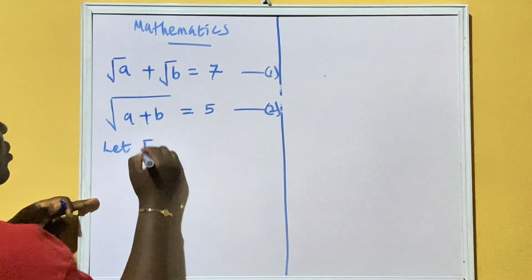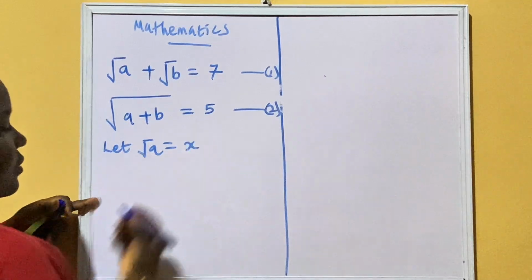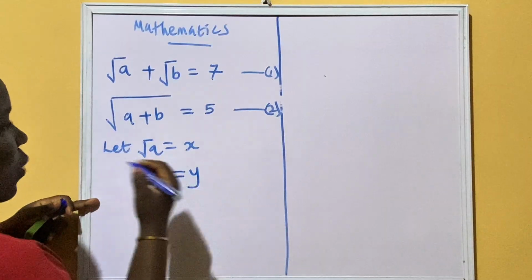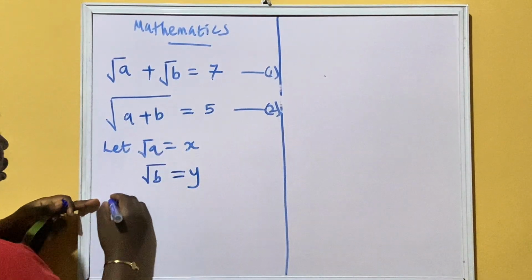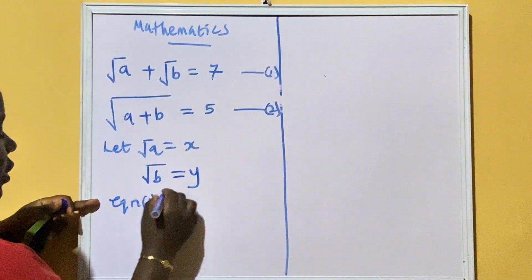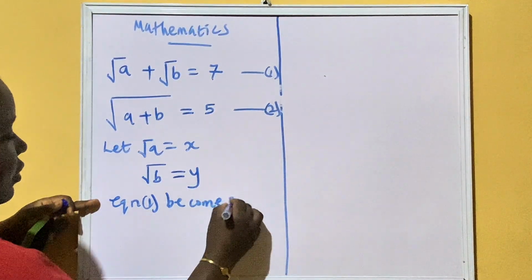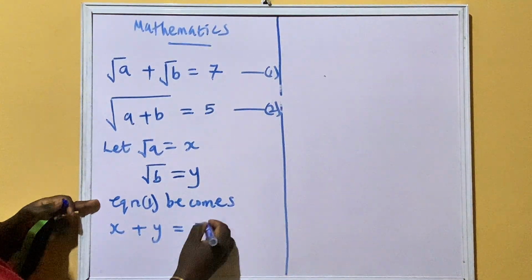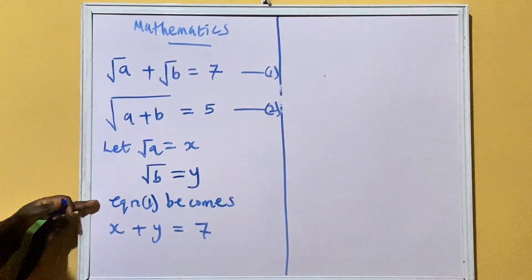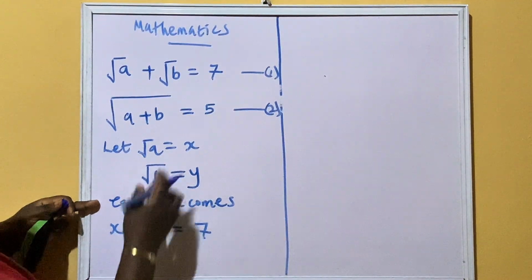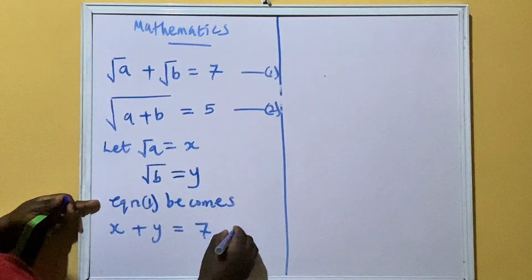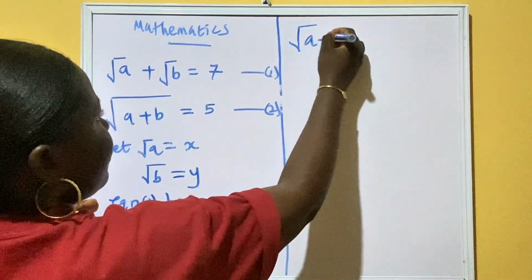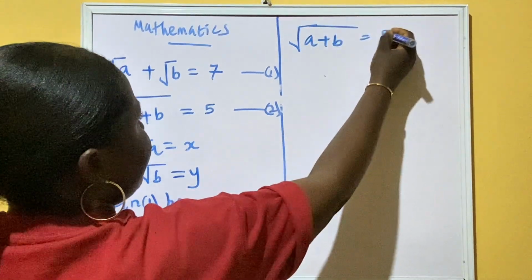Now, let square root of a be equal to x, and square root of b be equal to y. So equation 1 now becomes x plus y is equal to 7. Let's take care of these two. Name this 3. Take care of this: it is square root of a plus b equals 5.